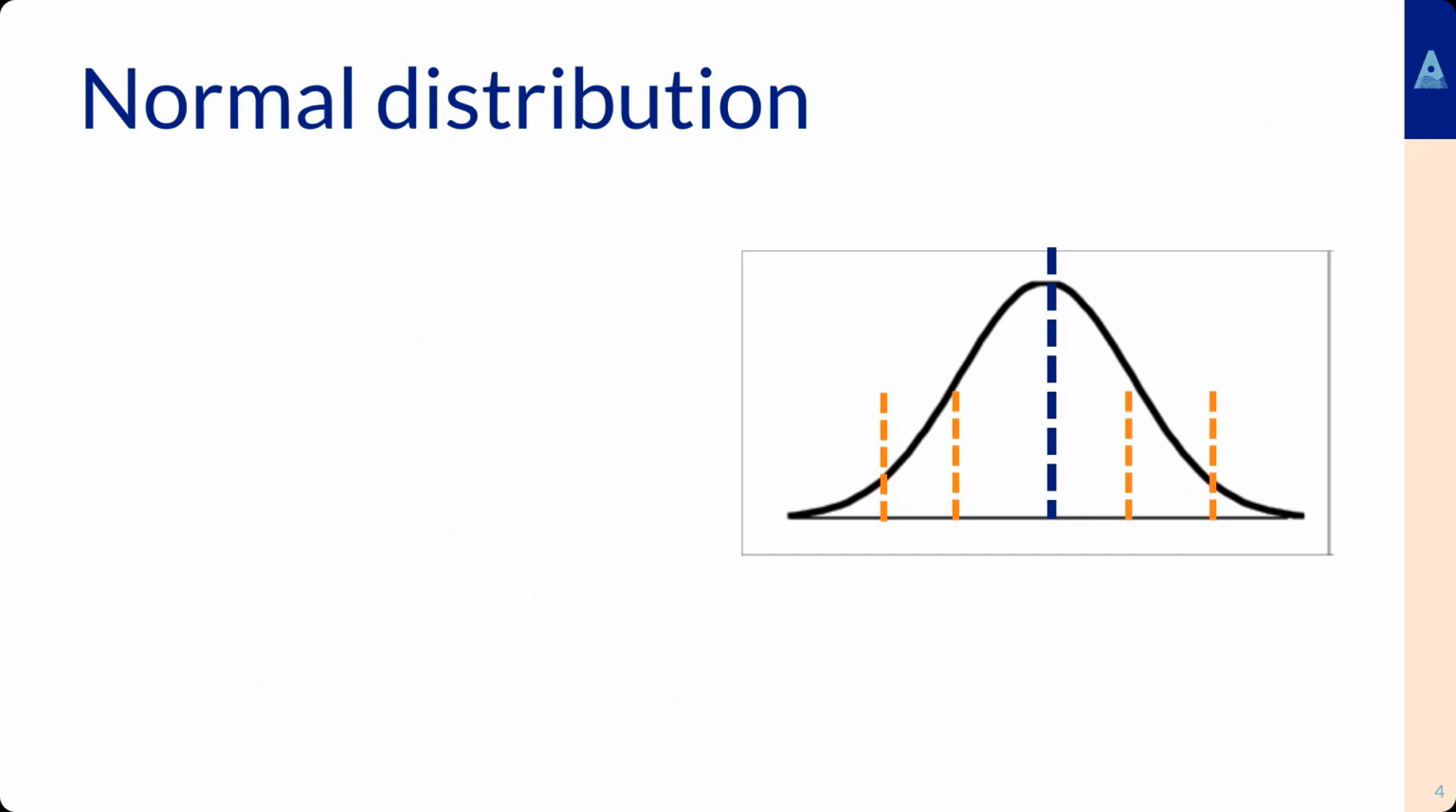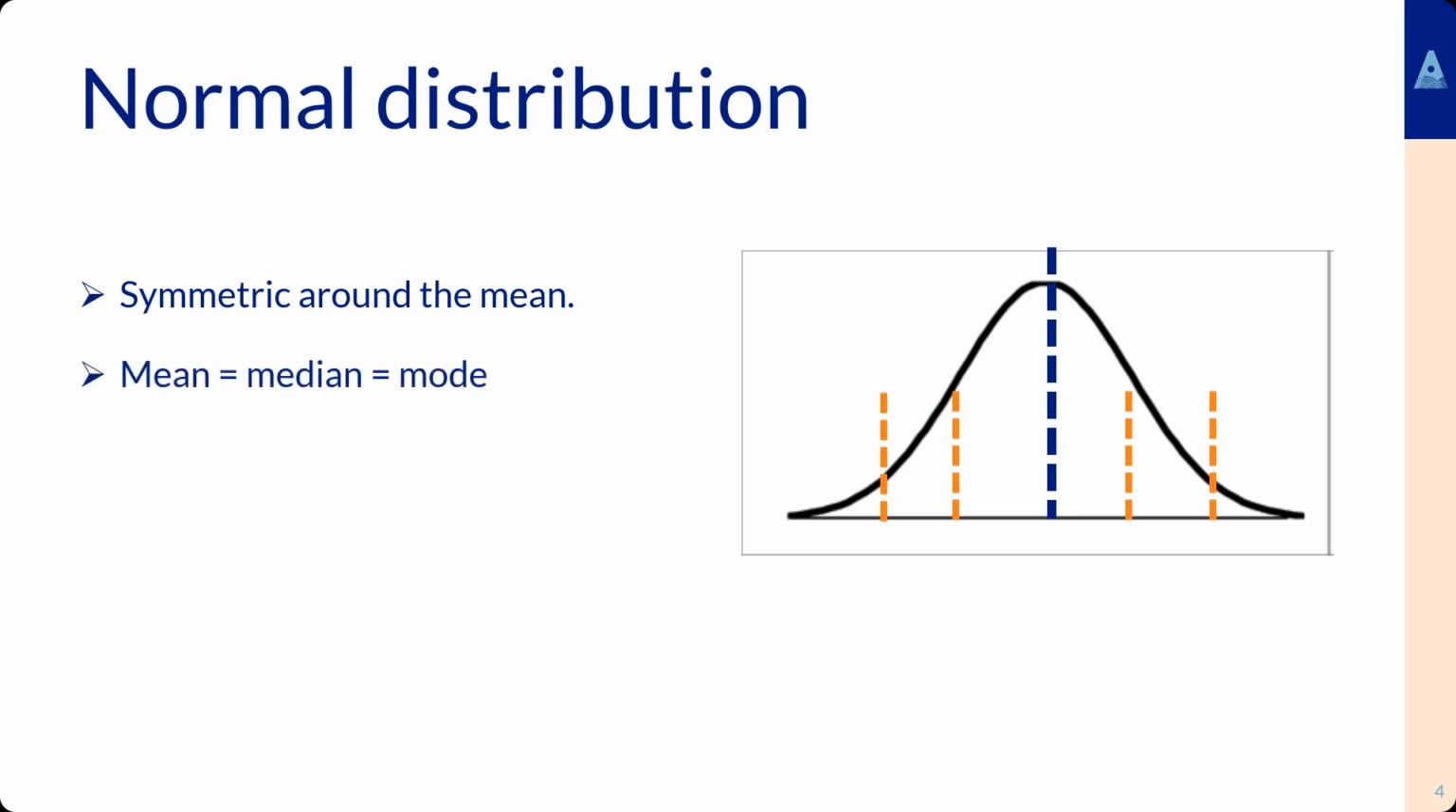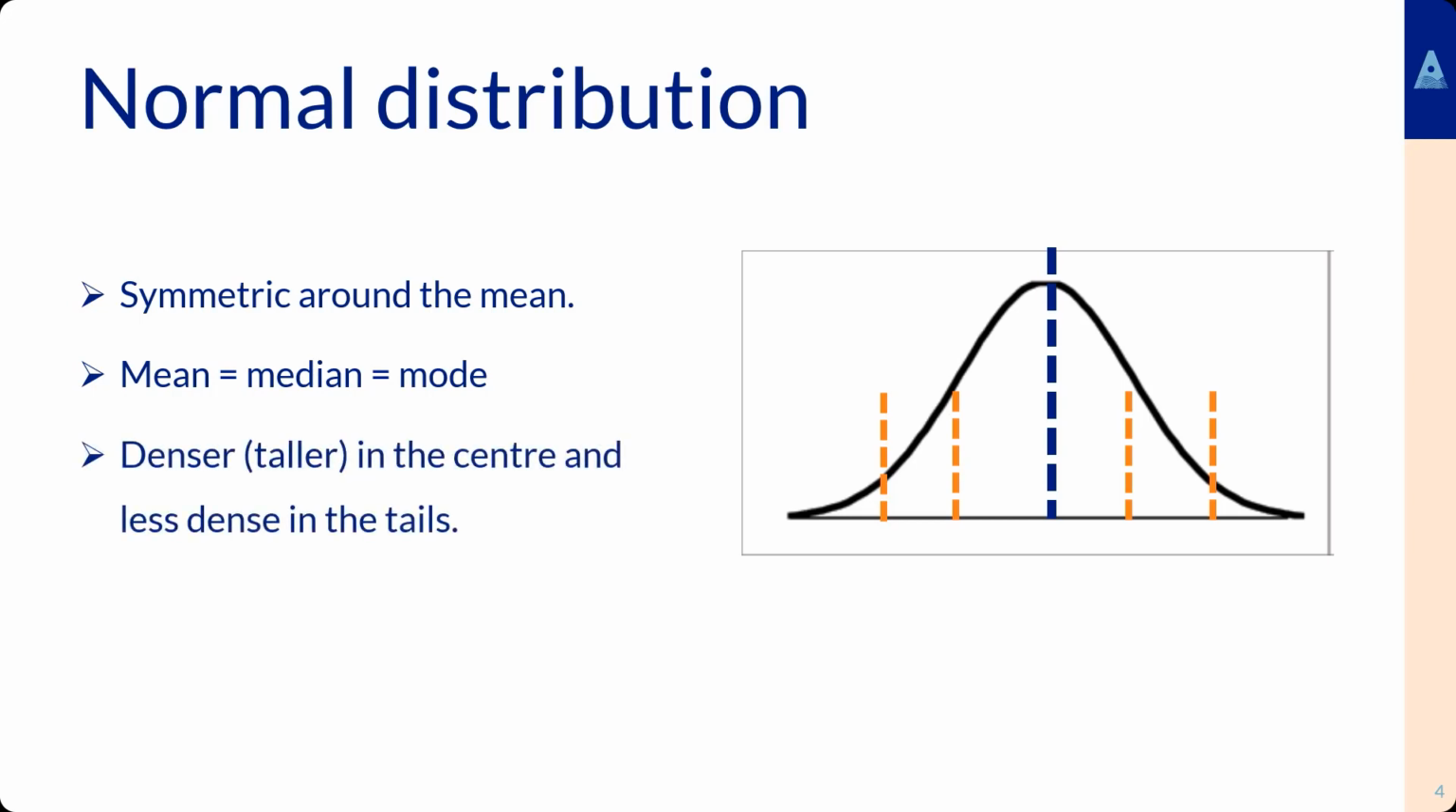Now, the example I just showed you of height, the distribution of height data, is a typical normal distribution. Normal distributions have specific properties which are useful, and they're also very common. In a normal distribution, the data is distributed symmetrically around the mean. So you've got this nice smooth hill with both sides being equal. The mean is equal to the median, which is equal to the mode, which is that center blue vertical dashed line. And it's a standard hill in that it's denser and taller in the center and less dense in the tails. So most of the data is in the middle and there's very little data out on the edges.